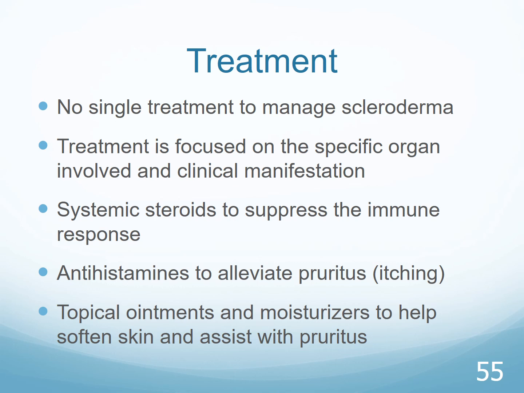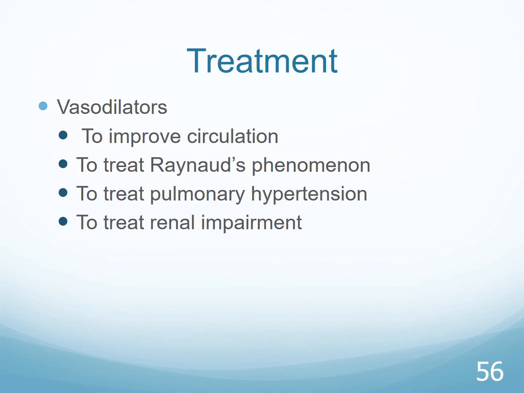So systemic steroids to suppress the immune response, antihistamines to alleviate pruritus, and that is the itching of the skin, and then topical ointments and moisturizers to help soften skin and to assist with the itching. Vasodilators. Vasodilators will improve circulation. We will use vasodilators to treat Raynaud's phenomenon, to treat pulmonary hypertension, and to treat renal impairment.